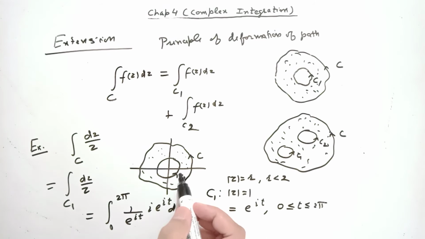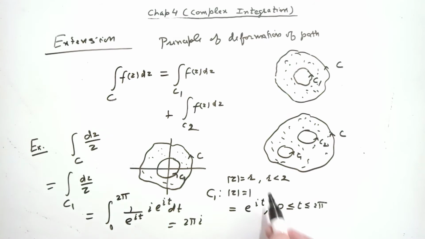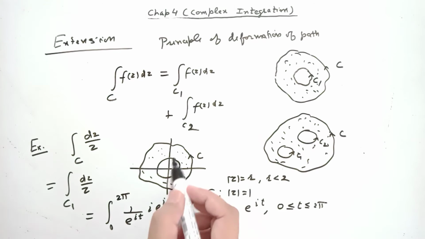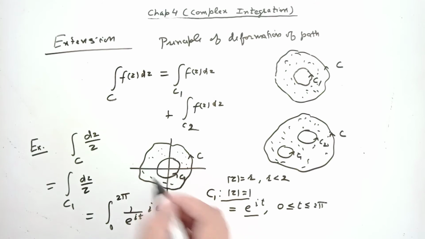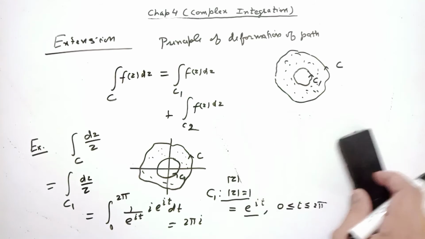So what has been done here? C is not given to you. It is given in the statement that a circle of radius less than 2 lies inside it. Less than 2, so we can use a circle of radius 1 whose parametric form is very easy to write, and you can simplify this integral in this manner. This way you can use the principle of deformation of path, because this C could have any arbitrary shape. So the principle of deformation of path is very useful.